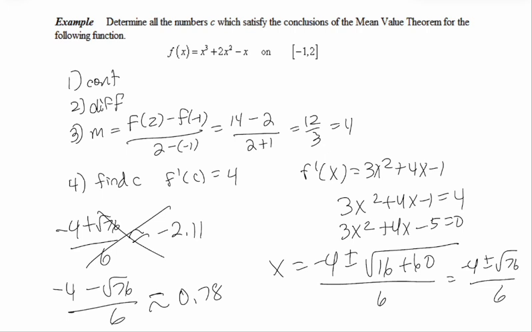So our c value is -4 minus square root of 76 over 6, because that one was in the interval. So if the quadratic formula is necessary, always plug the two different values into your calculator. It might be that both work, but it's hard to say, okay?